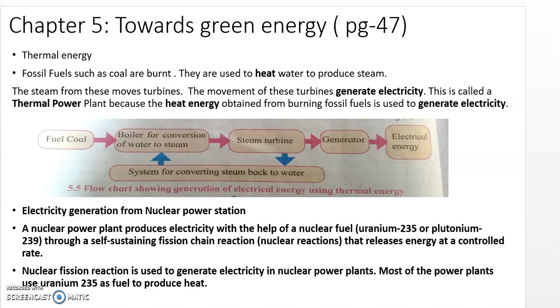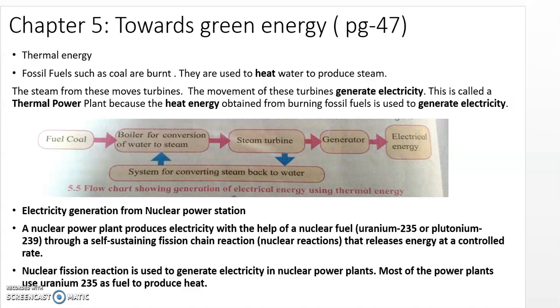So today we'll study the first power plant, that is a thermal energy based electric power station. You can refer to the textbook page number 48. Now here, what is being used to heat the water to produce the steam? Here coal is used. When the coal is burnt, whatever energy is released is used to heat the water to produce the steam.